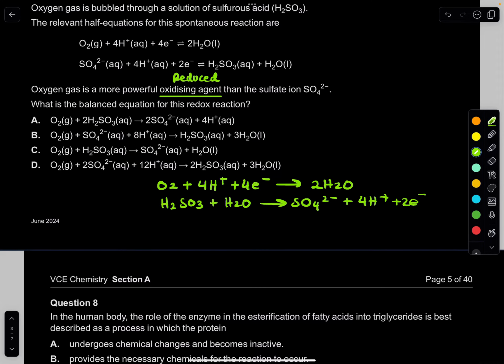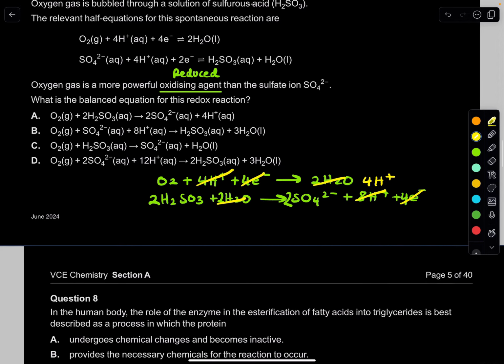Now, just make sure the electrons are the same. You know how there's 4 here? There's 2 here. So we need to double this whole equation. This is going to be 2 of these. It's going to be 2 H2SO3, there's going to be 2 SO4 2-, there's going to be 8 H+ now, and 4 electrons. Now we can cancel stuff out. For example, these electrons cancel each other out. What else cancels out? These 4 H+. There'll be only 4 left. What else? These 2 H2Os cancel out. And yeah, those are the only things that cancel out.